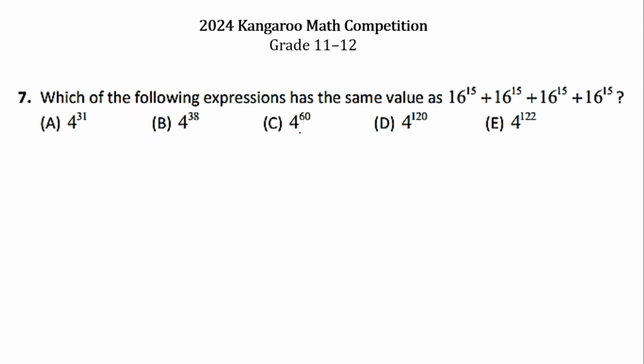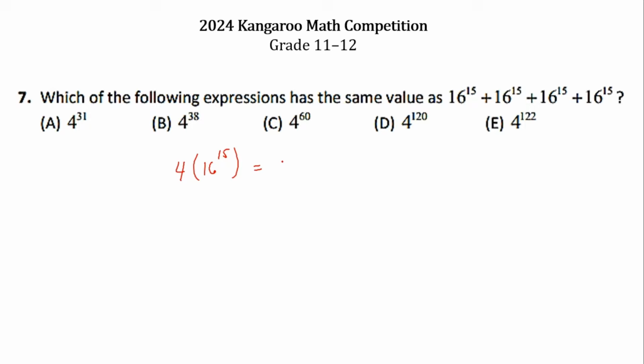Alright, let's have item number 7. Which of the following expressions has the same value as 16 raised to 15 repeated 4 times in the sum? Alright. Take note that since it is repeated 4 times, we can write the original expression as 4 times 16 raised to 15. Now, if you look at the options, the bases are all 4, right? So we can apply the laws of exponents so that we can transform this number into an equivalent form with a base of 4, right?